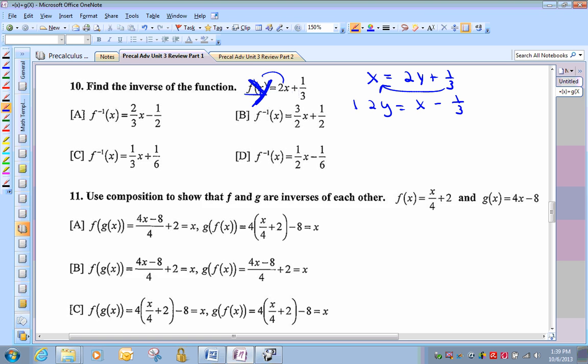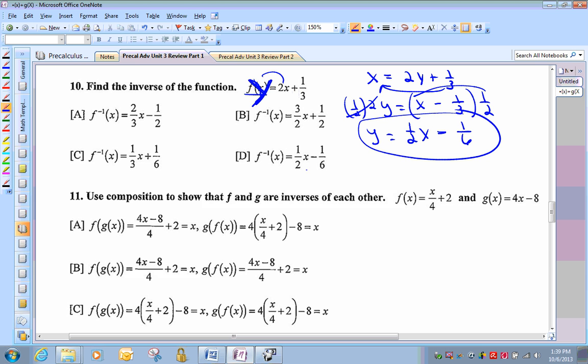Dividing by 2 is the same as multiplying by 1/2, and sometimes that's easier to think about. So we have to multiply all of this by 1/2, and y equals, and we're going to distribute. 1/2 times x is 1/2 x. 1/2 times 1/3, multiply straight across, you get 1/6. So 1/2 x minus 1/6 is our inverse function. And I think it's right down here, 1/2 x minus 1/6. Make sure you note the notation that now becomes f inverse of x. All right, so there's our answer.